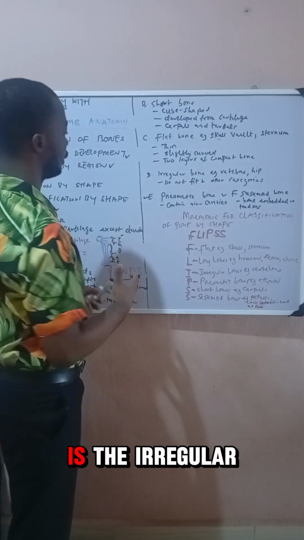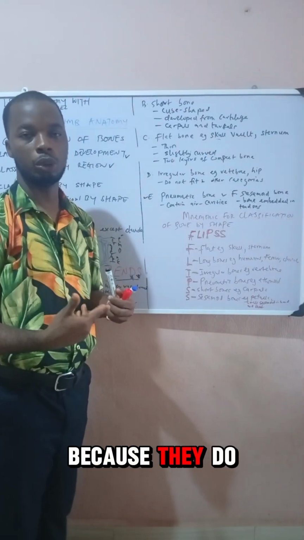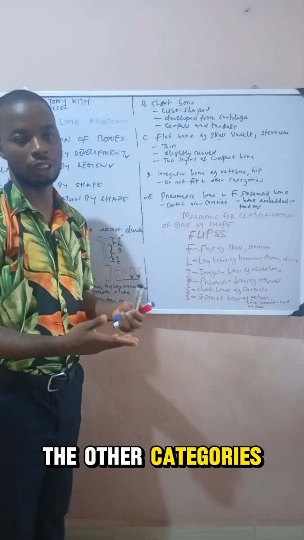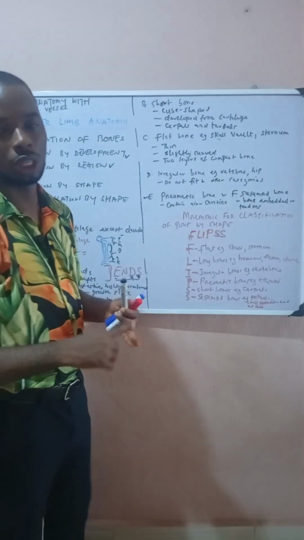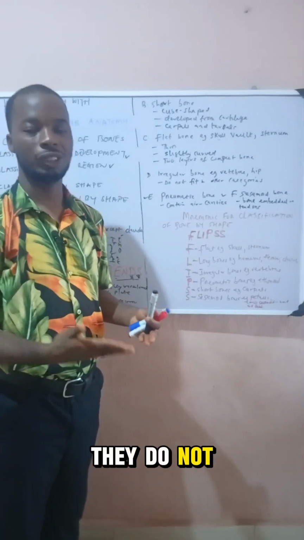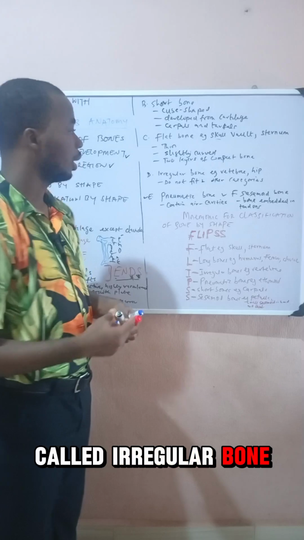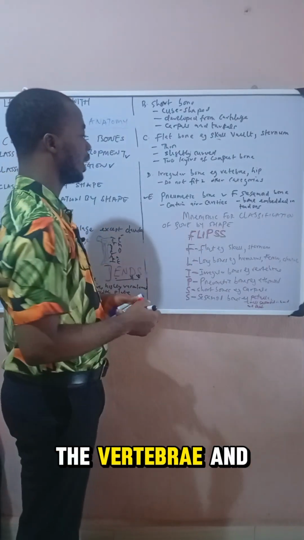Now the next is the irregular bones. Irregular bones are called irregular because they do not fit into the other categories. You can't call them long bones, you can't call them short bones, you can't call them flat bones. They do not fit into any of those categories, so they are called irregular bones. Examples are the vertebrae and the hip bone.